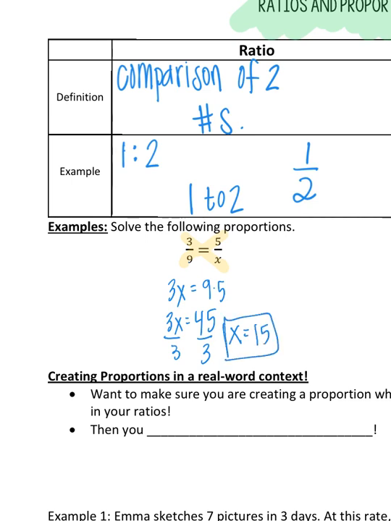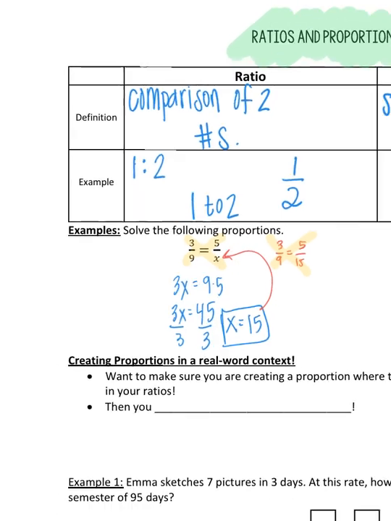Now, just like with any other equation you're solving, you could plug that in to make sure it balances out. Let's say we did plug it in. 3 over 9 equals 5 over 15. Both of these fractions, of course, reduce to 1/3, or you could solve it by cross multiplying. 5 times 9 is 45. 3 times 15 is 45. So we've balanced that equation out.